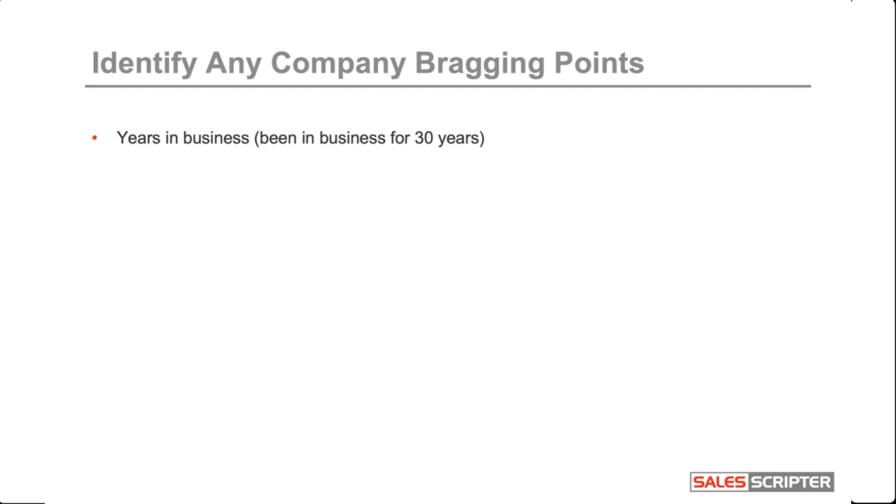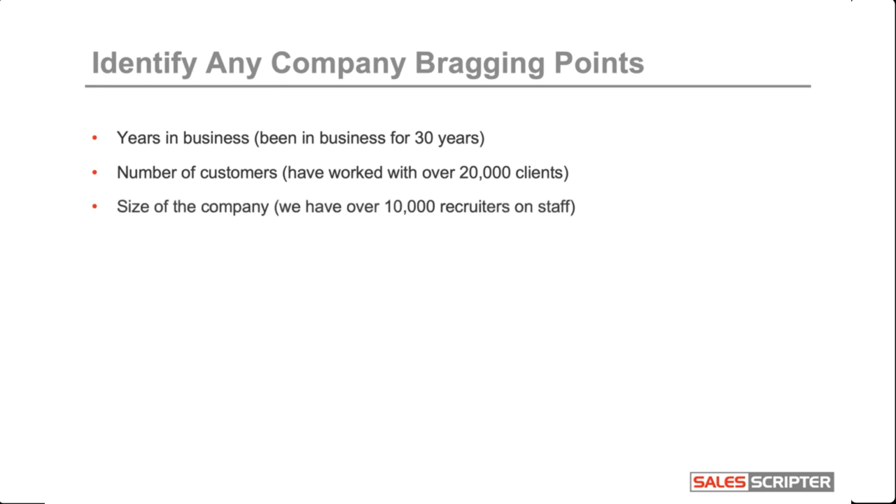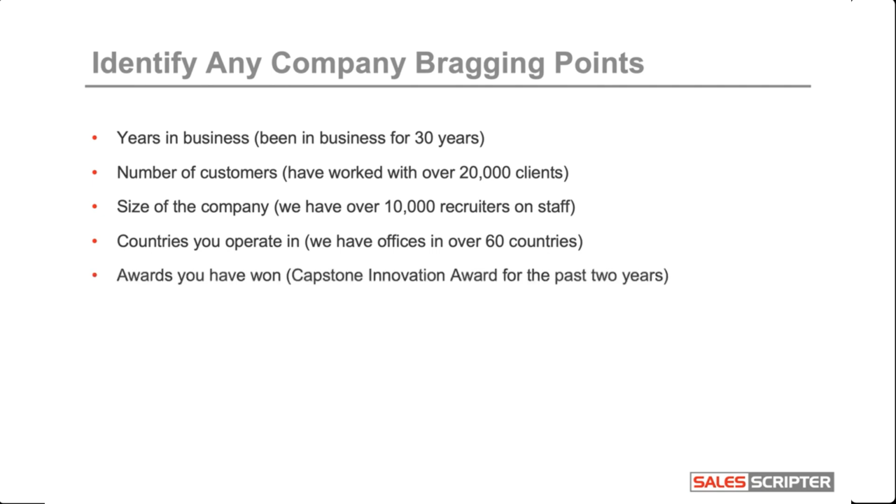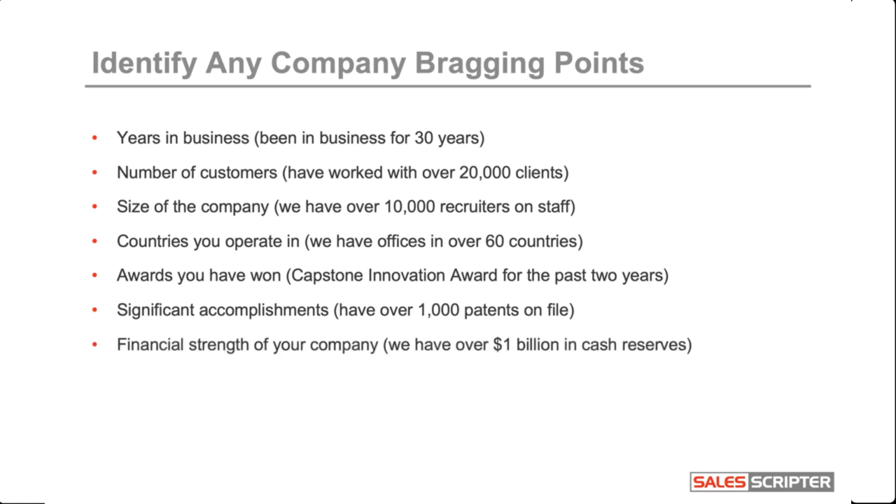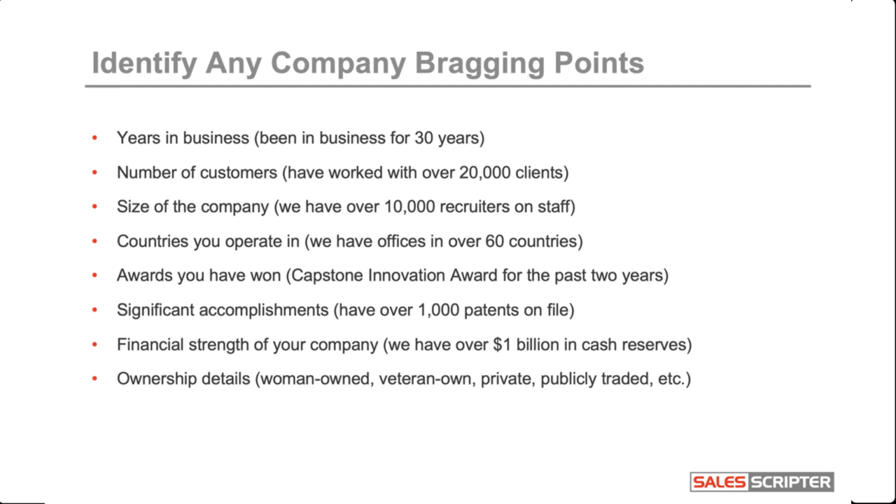So for example, if you've been in business a long time, 30 years, if you have a ton of customers, if you're a very large company, if you're international and operate in different countries, if you won certain awards, if you have certain accomplishments, patents on file, if you have some sort of financial strength, certain ownership details, sometimes it's good to mention that you're a woman-owned business or a veteran-owned business. So these are just some examples of interesting things, maybe impressive things about your company. And if you have any of these, it's not going to make or break you, but it's definitely stuff that you might want to mention at particular times in your sales message and in your script.